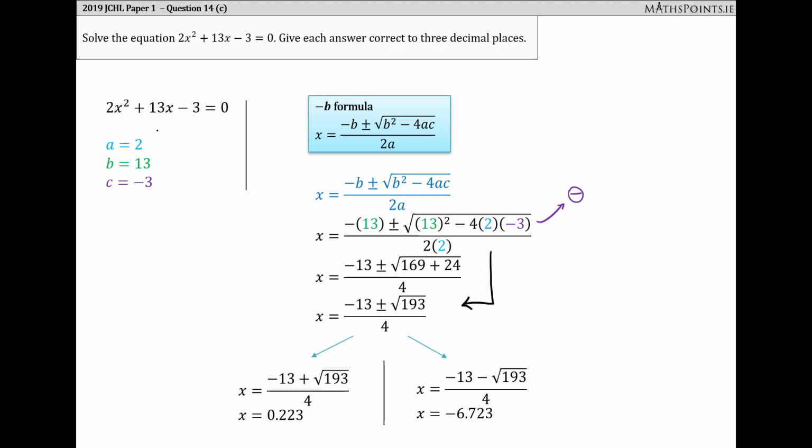As we can see, factorizing would have been a quicker method were we able to do it, but the hint again was in the question that we needed answers to 3 decimal places, and that told us that the minus b formula was probably going to be the way to go.